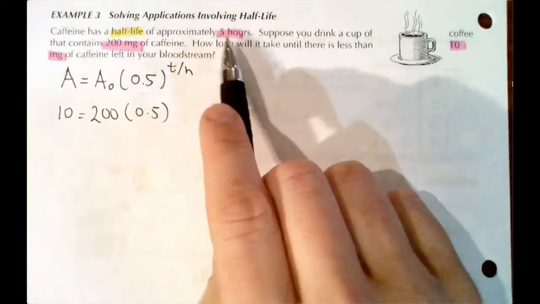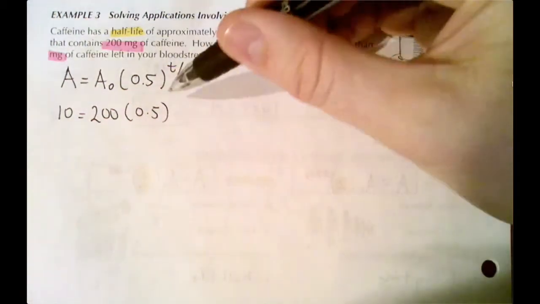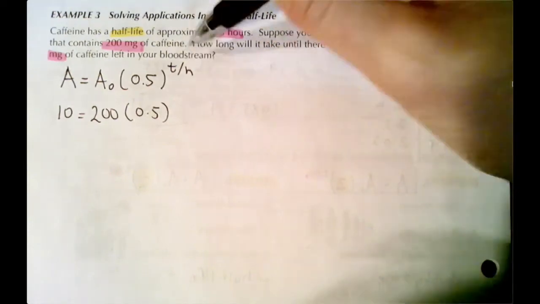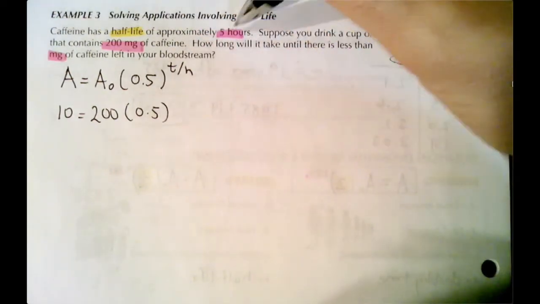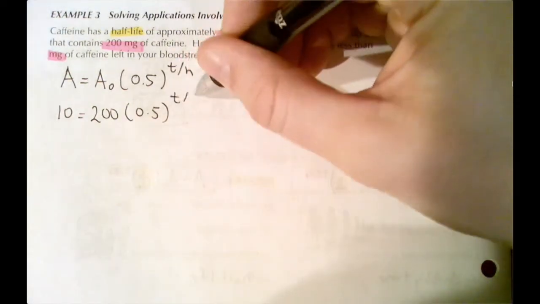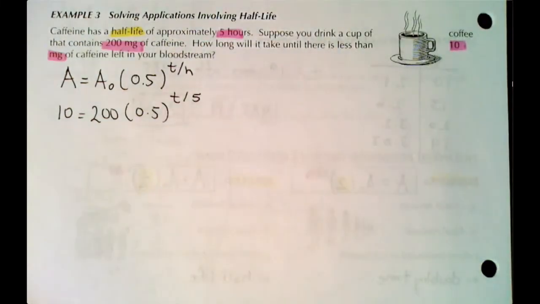So now we got to figure out what the 5 hours is. Well, it's either the time or the half-life. It's either t, time, or h, half-life. Caffeine has a half-life of 5 hours. So it's definitely a half-life.